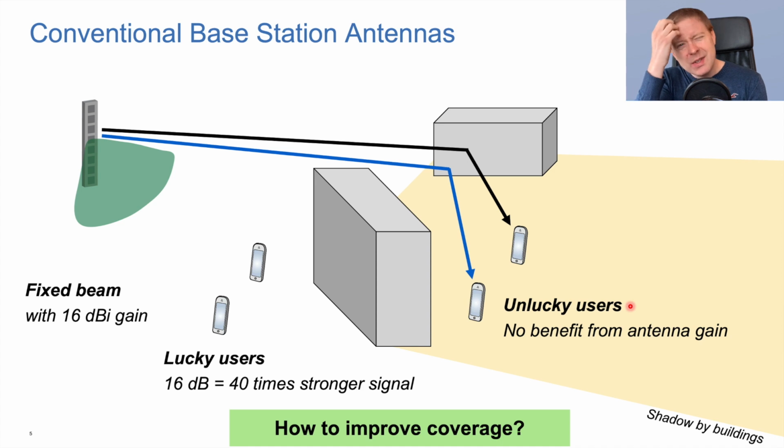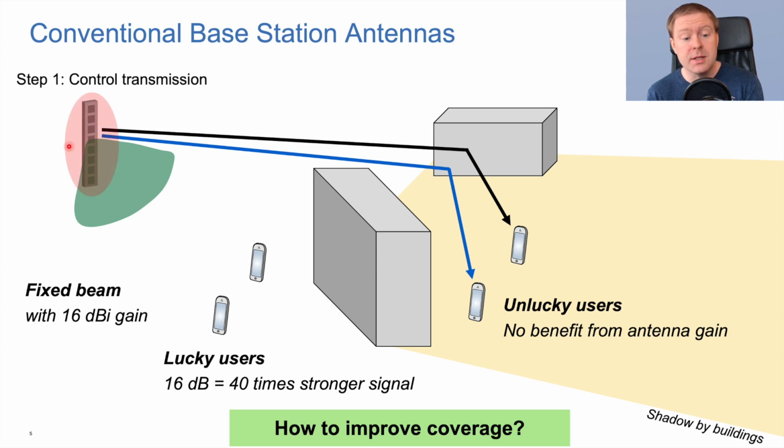So how can we improve the coverage in a scenario like this? Well, there are basically two things that we can do. The first thing is to control the transmission in a different way. We could make sure that we are not always transmitting in this direction, but sometimes we are transmitting in this direction as well. And that is what we have been doing in recent technologies. In 4G and 5G, we are controlling transmissions, and we will look further into how we do that.